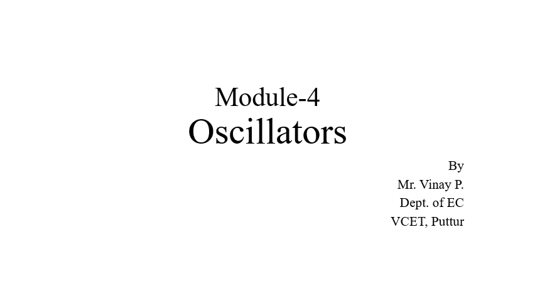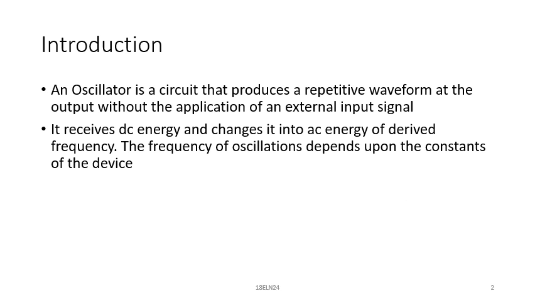Oscillators are used in communication systems, and in many circuits to generate signals of different frequency. So an oscillator is an electronic circuit which produces an output without any external input signal. Here the oscillator is a circuit that produces a repetitive waveform at the output without the application of an external input signal.